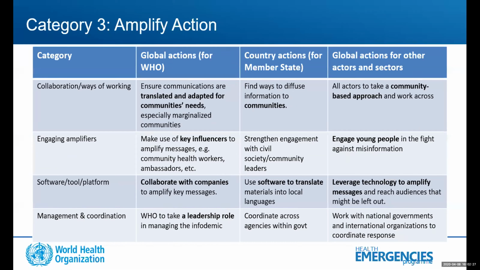Just to highlight a few for WHO, really ensure that communications are translated and adapted for communities' needs, especially marginalized communities. Mentioned a few times also, to not forget the communities who are people living in refugee settings, for instance, people in lower resource or very rural settings that have very different access to information. Then to really make use of the key influencers to amplify messages, and also at a community level. So maybe look also into community health workers, local ambassadors, that type of thing.